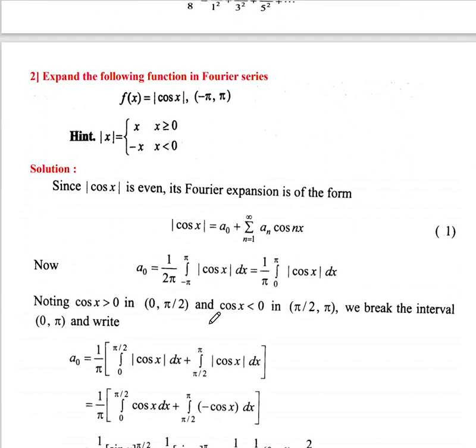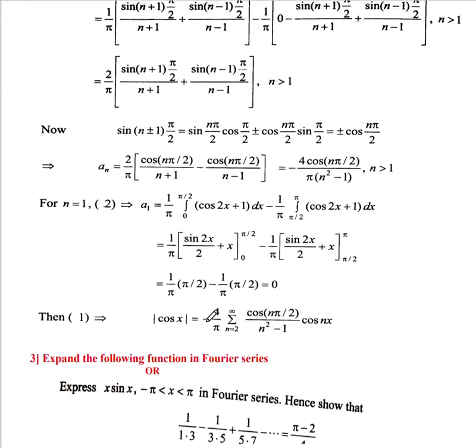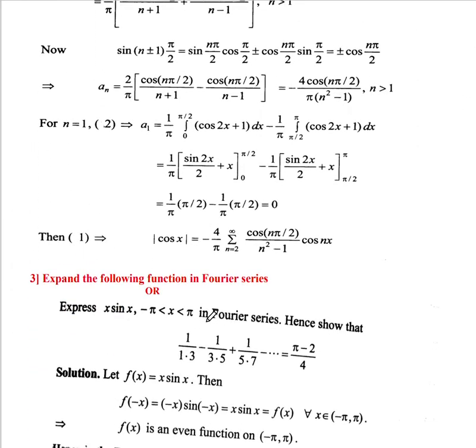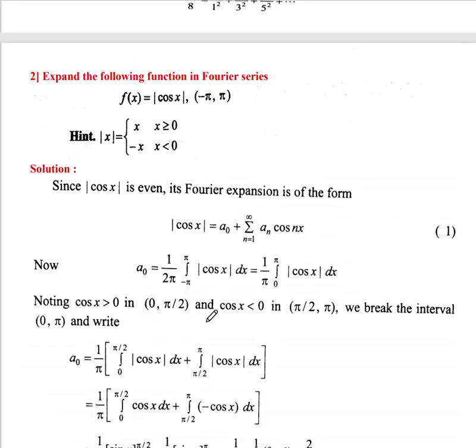So this is the second problem. You can solve it as it is by using the previous problem. This problem is the same as the previous problem, so let us see the solution of this problem. What is the problem? Expand the following function in the Fourier series, and the function is given as f of x equal to mod of cos x, from minus pi to pi. Okay, so this is the given function.